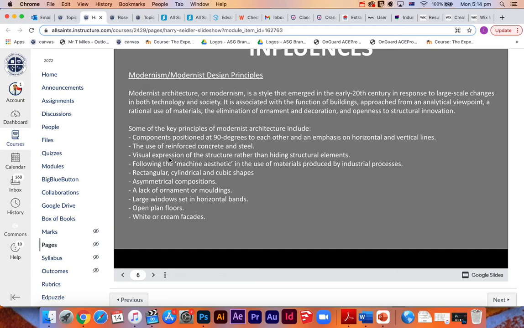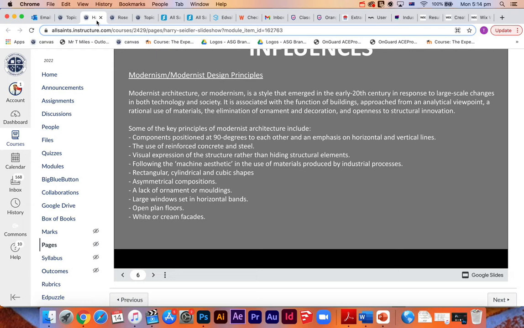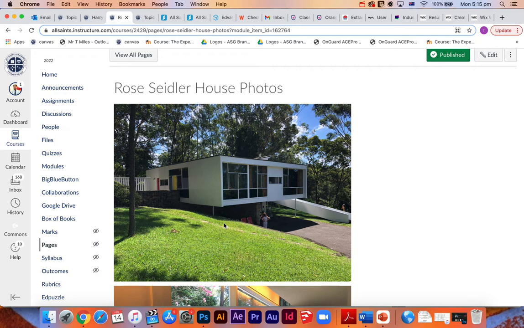The use of reinforced concrete and steel. So we can see here, it's just big concrete slabs basically that make up this house. And that was related to the fact that through industrialization, these materials were more readily available. Visual expression of the structure, rather than hiding structural elements. So we can see here really obvious poles, parts of the wall. There's nothing being hidden by decoration. It's all really visible and raw architecture.